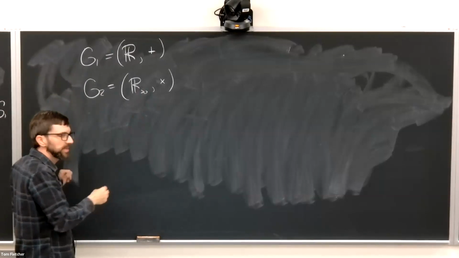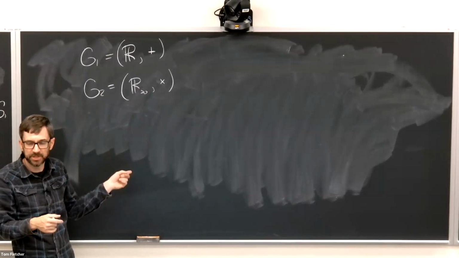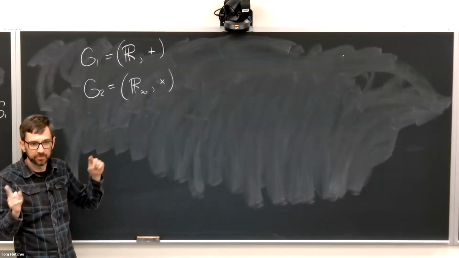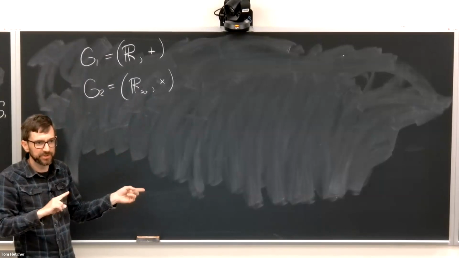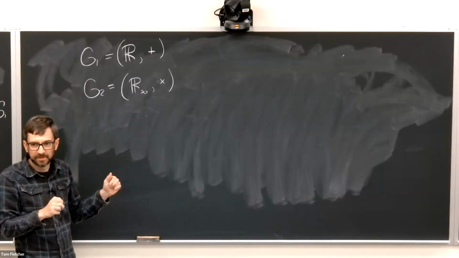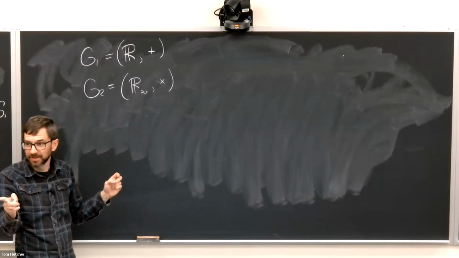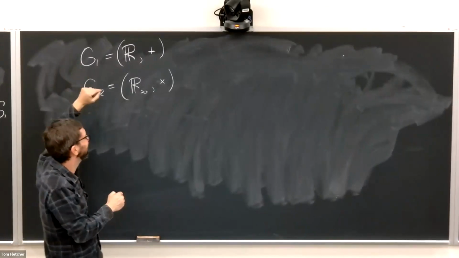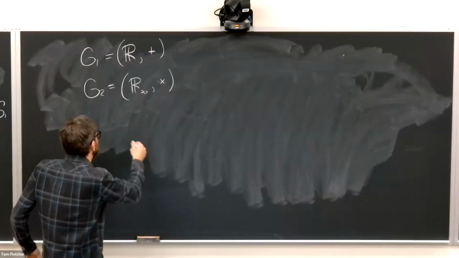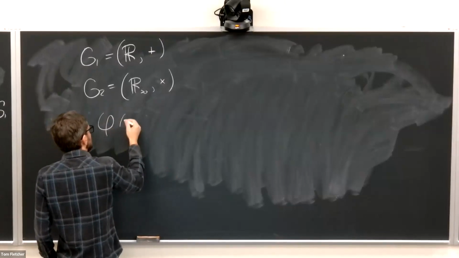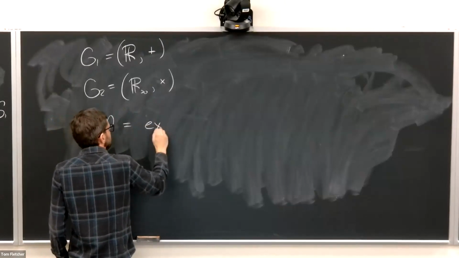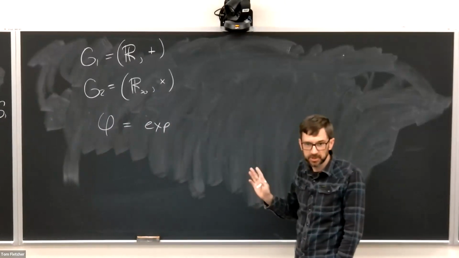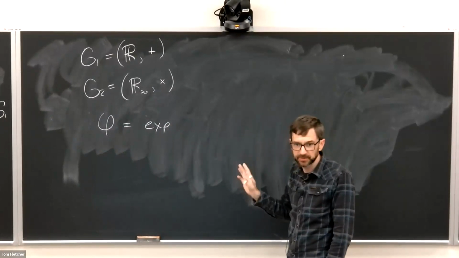What's my phi? You might guess what the phi is going to be. It needs to take me from addition to multiplication. What function do you know that will take me from additive to multiplicative? Just think of all the functions you know. Log, yes, you're right, that would be the way if I was going from G2 to G1. But going the other way, it would be the exponential. So now I'm going to say phi here is just the exponential function. We've used the word exponential in terms of Riemannian manifolds, but this is just our usual exponential function.